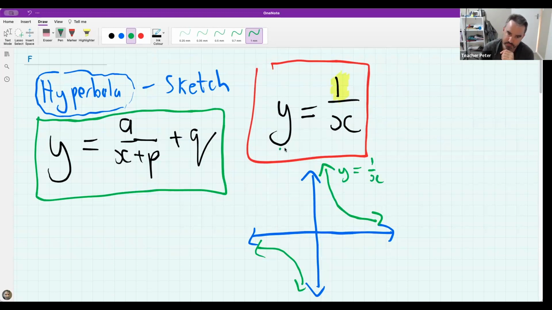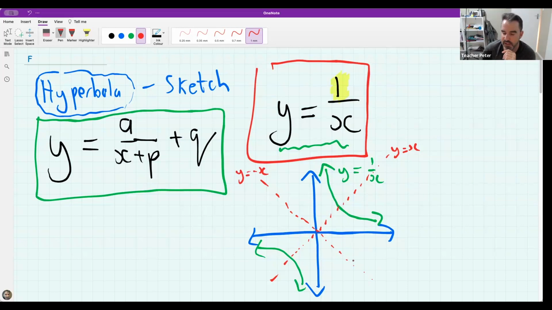Okay, but something else I want to point out. If you had to draw a dotted line like this, we would say that the graph is symmetrical across the line y equals x. You can basically fold this graph this way, and you can also fold it this way. This would be the line y equals minus x. So hyperbolas are symmetrical across these diagonal lines.